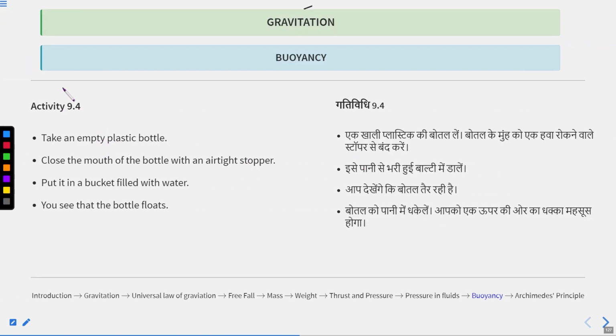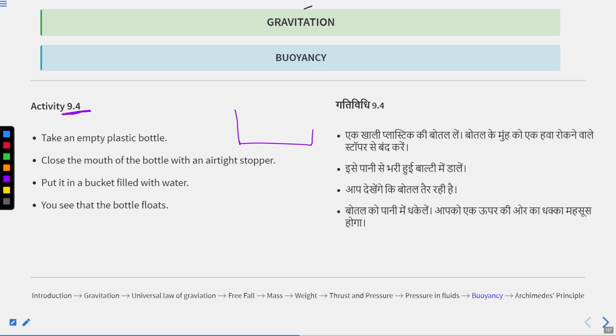We will understand buoyancy by one activity. Activity number 9.4. Take an empty plastic bottle. Close the mouth of the bottle with an airtight stopper. Okay. Put it in a bucket full of water. You will see the bottle floats.